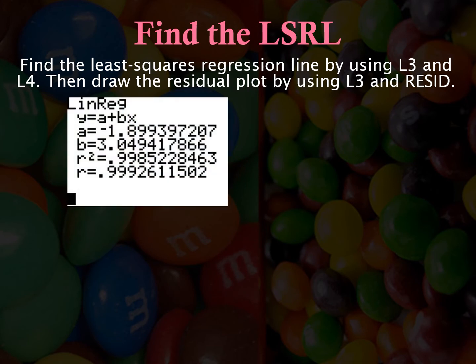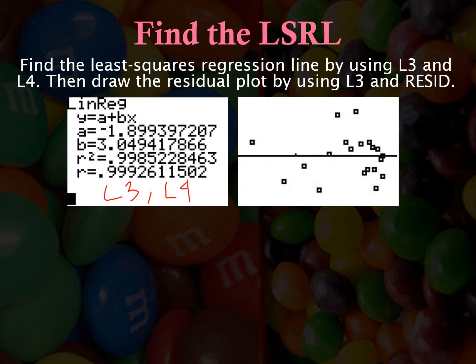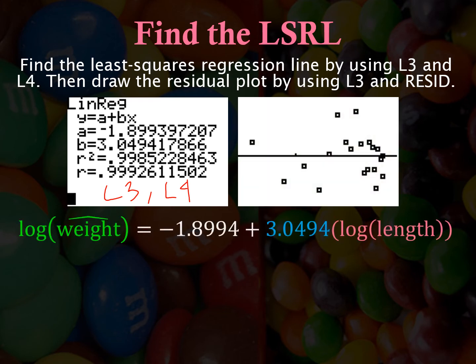So if you were to do linear regression, and this is on L3, which is the log of X, and L4, which is the log of Y, those are the numbers you get. Here's the residual plot, pretty much random scatter. So you will see the equation is log of Y hat equals A plus B times the log of X. So here is the log of Y hat, which is the log of weight. The log of length is the log of X. So you put in A, which is negative 1.8994, the intercept. B is the slope, 3.0494. Notice it's very close to 3, which is what we expected.